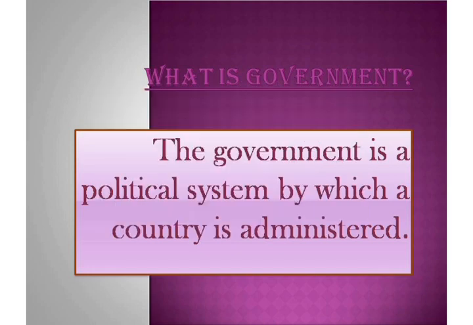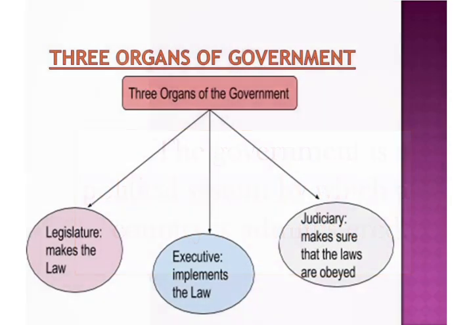These functions are carried out by the three organs of the government: the legislature, which is the law-making organ, the executive, which implements these laws, and the judiciary, which sees to it that these laws are carried out.